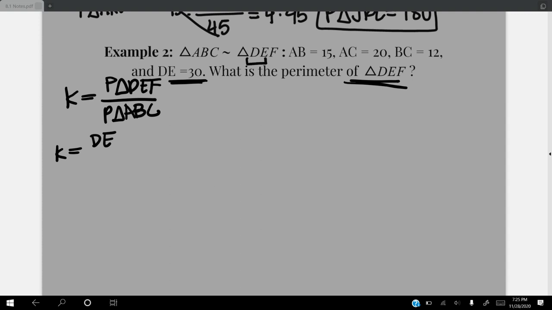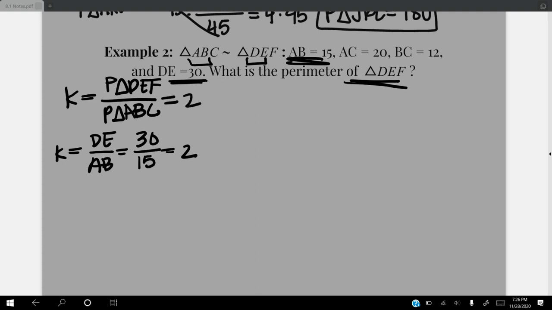So DE is the first two letters of the second triangle. We're looking at the first two letters of the first triangle. That matches up with AB. Okay, so DE over AB, that's going to give us our scale factor. DE is 30, AB is 15. Okay, that scale factor is going to end up being 2. So now we know that this equation, our first equation, is going to be equal to 2.